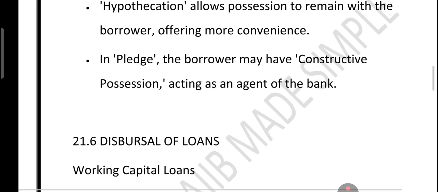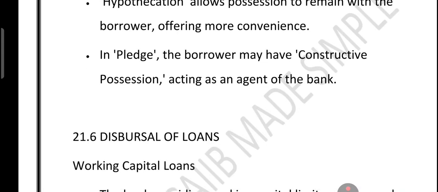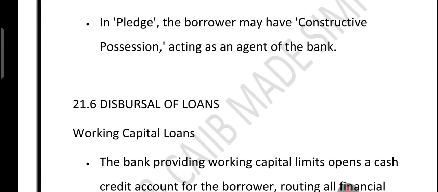So to summarize, charge creates a legal right over the asset. Possession affects the bank's control and the risk involved. And as a future CIB banker, you must know which charge suits which situation and who holds what, right? So that is for this particular slide.